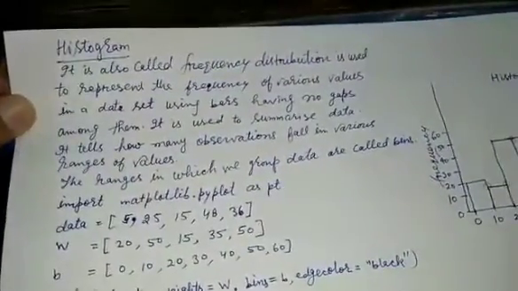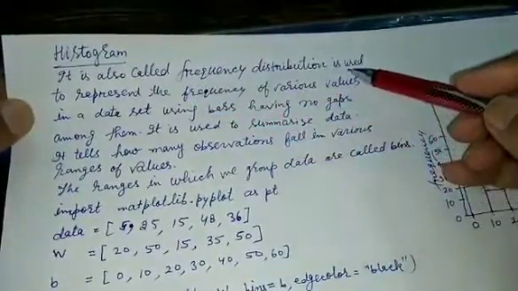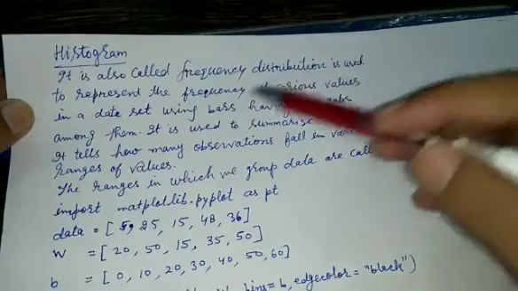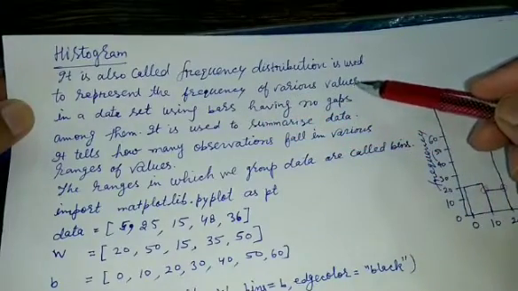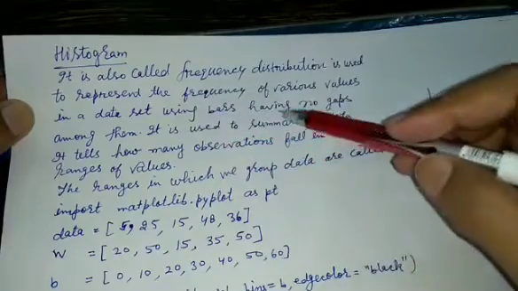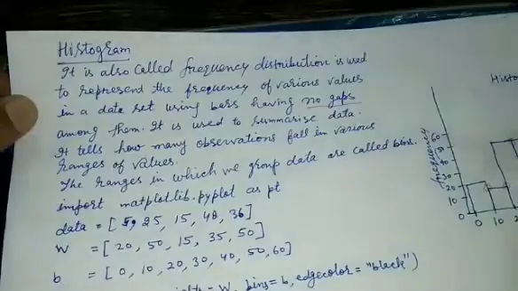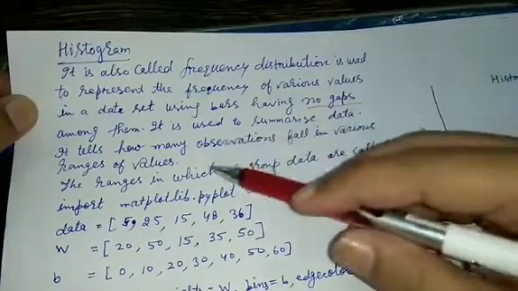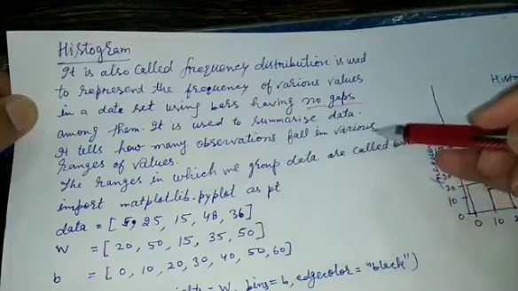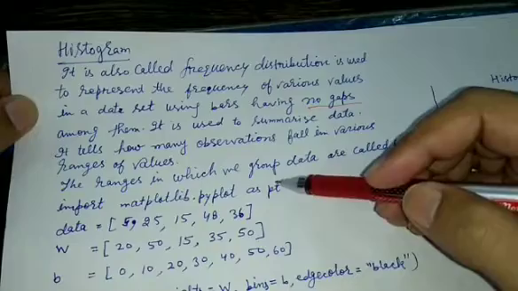Let's understand the description of it. It is also called a frequency distribution chart and is used to represent the frequency of various values in a data set using bars having no gaps. This is important, no gaps among them. It is used to summarize data. It tells how many observations fall in the various ranges of value.